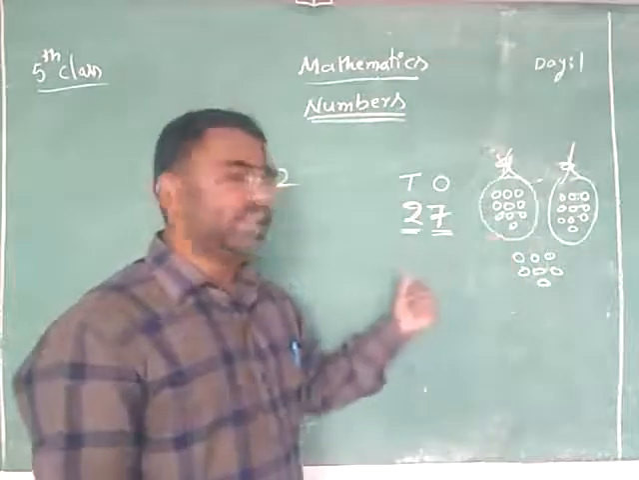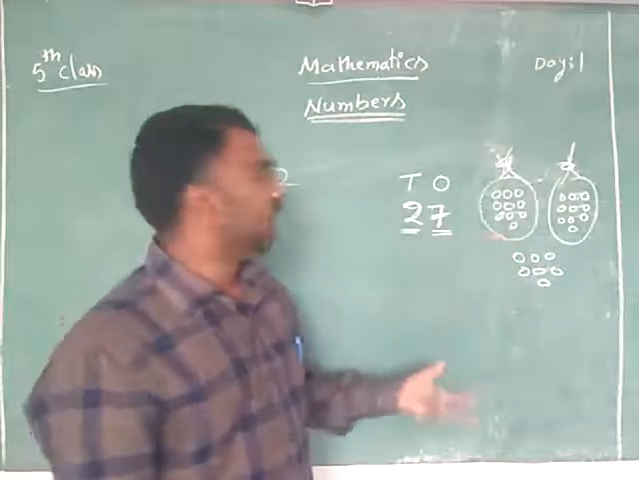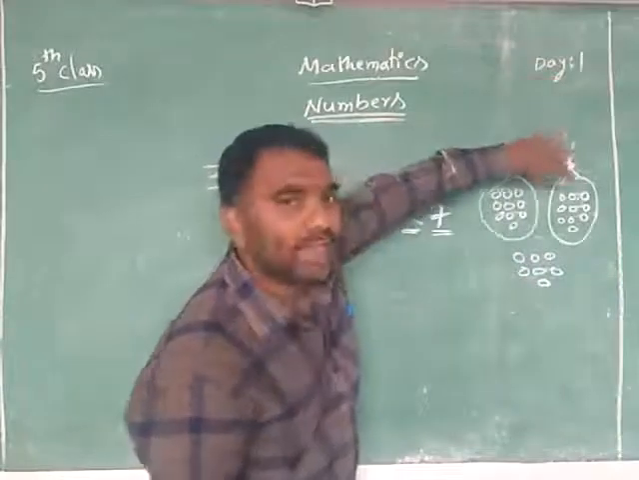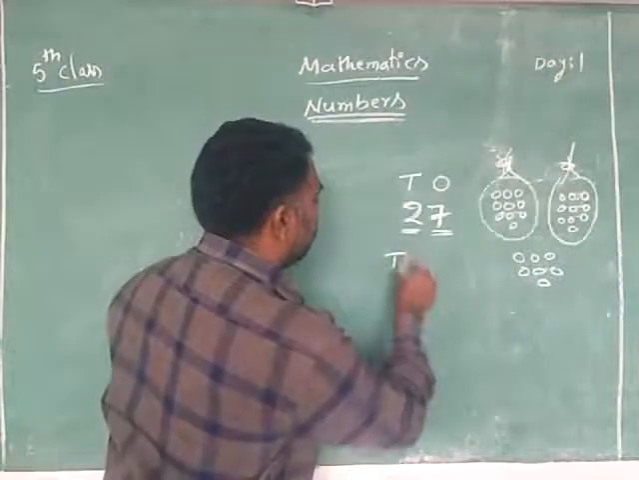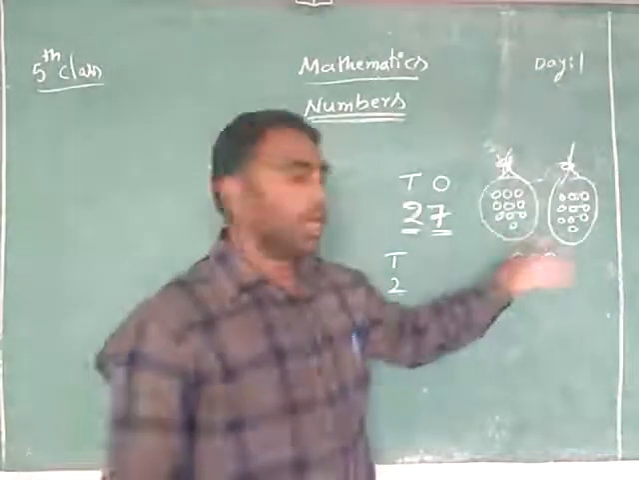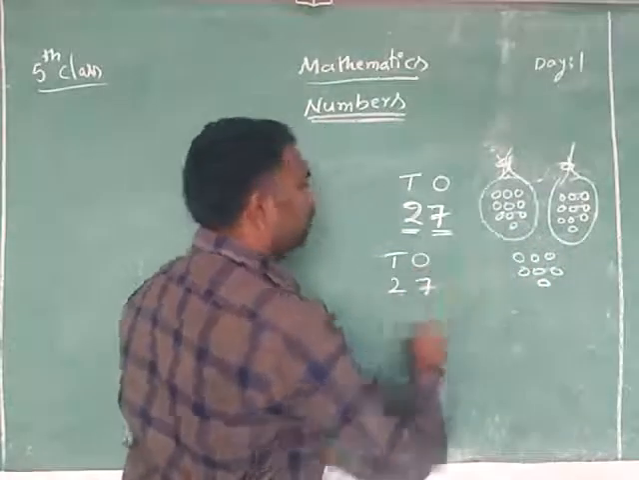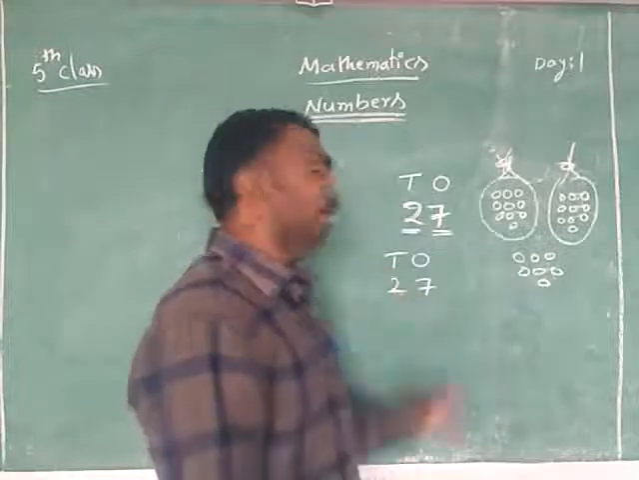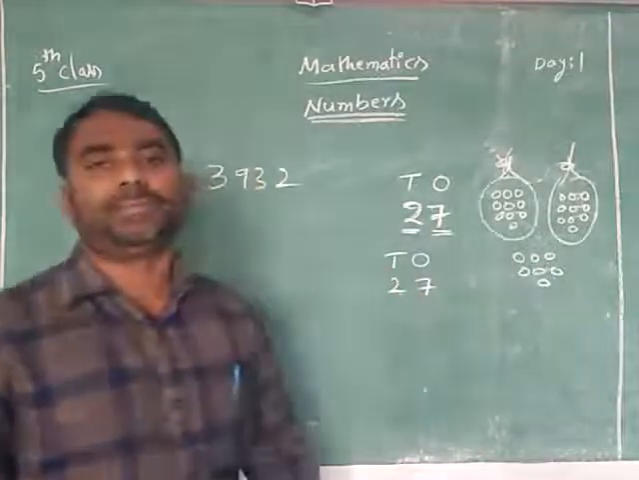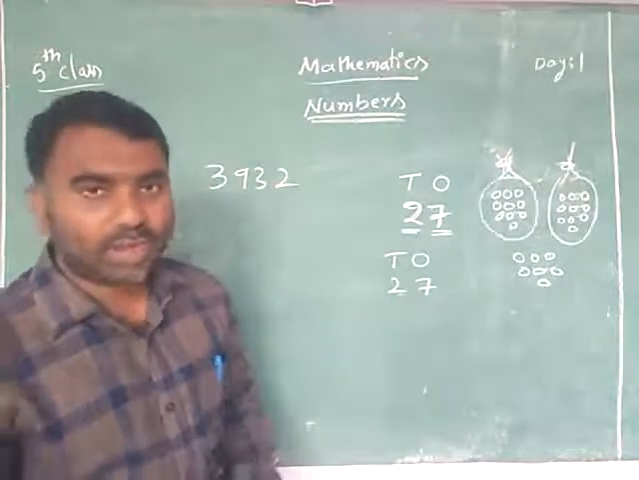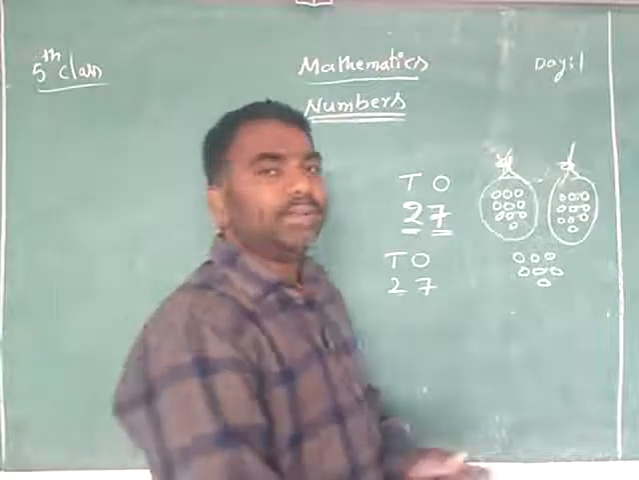This is 27. How are you writing it here? I have tens packets, which are 2. Ones are the loose ones, which are 7. That's why I write this number like this: 27. I think you understood very well. This is our number system.